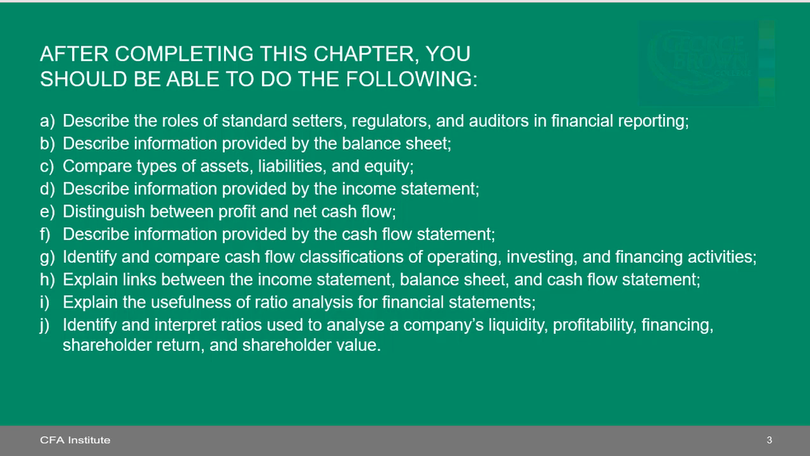G, identify and compare cash flow classifications of operating, investing, and financing activities. H, explain links between the income statement, balance sheet, and cash flow statement. I, explain the usefulness of ratio analysis for financial statements. And finally, J, identify and interpret ratios used to analyze a company's liquidity, profitability, financing, shareholder return, and shareholder value.